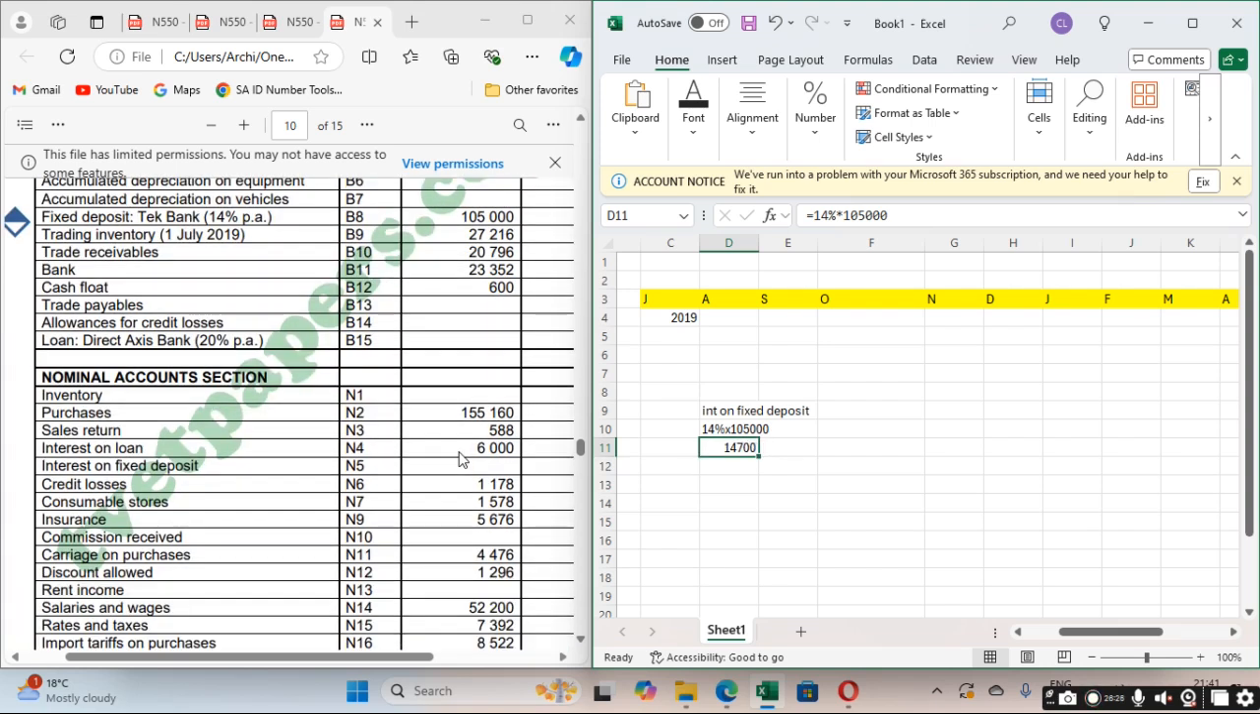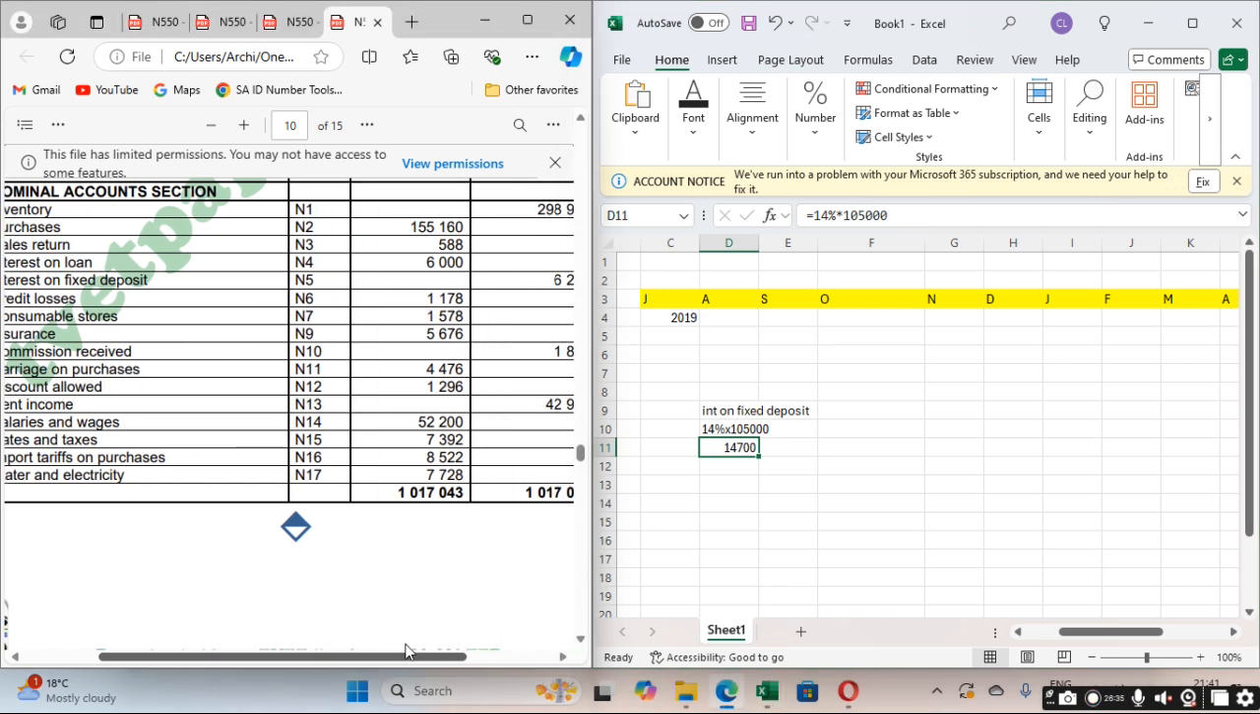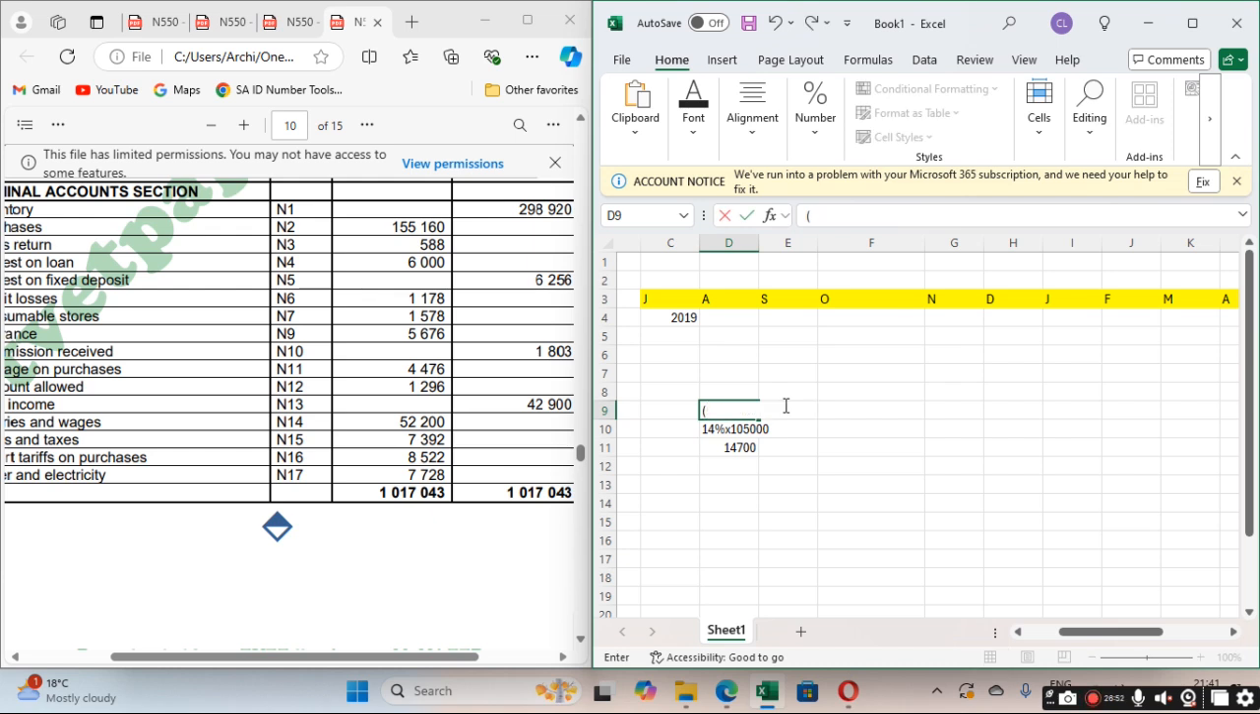So this is the total amount. Let's see how much we have received so far, because they said we need to adjust. So our fixed deposit, here's our fixed deposit. Let's see how much we've already received so far. So fixed deposit, we've received 6,256. So when doing our fixed deposit, we're going to have open brackets.